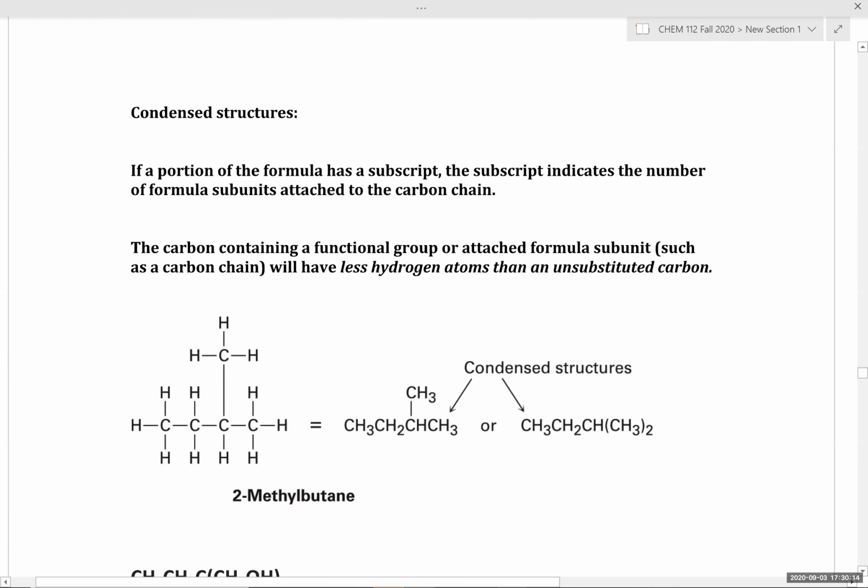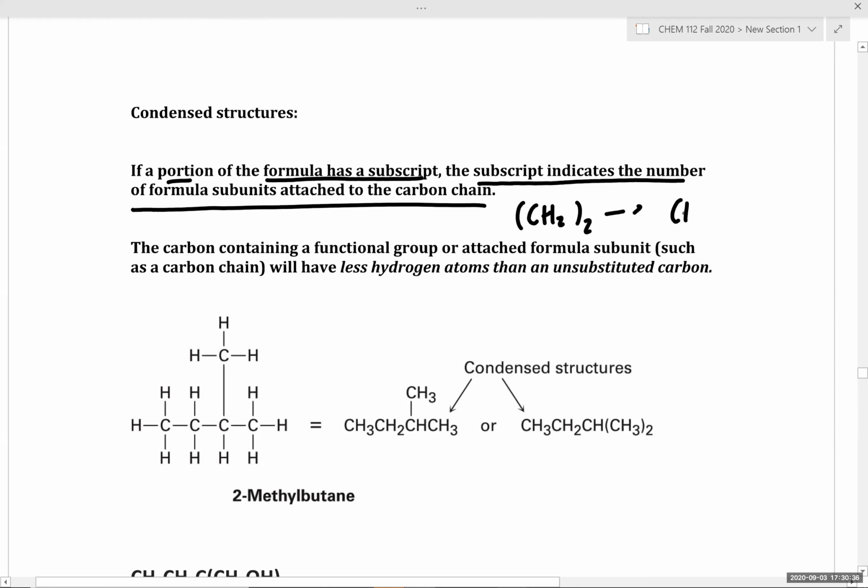So let's unpack condensed structures. First and foremost, if a portion of the formula has a subscript, the subscript indicates the number of formula units attached to the carbon chain. For example, CH2 subscript 2 tells us we have 2 CH2 groups attached to each other. Does that make sense?